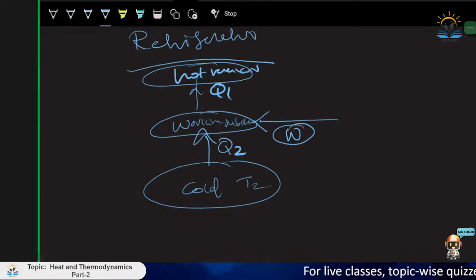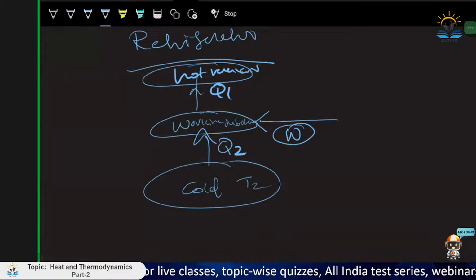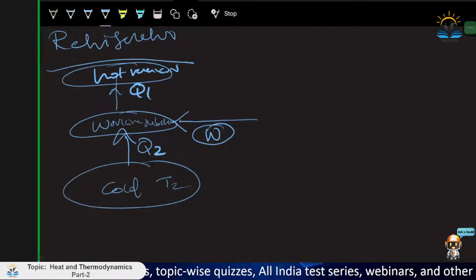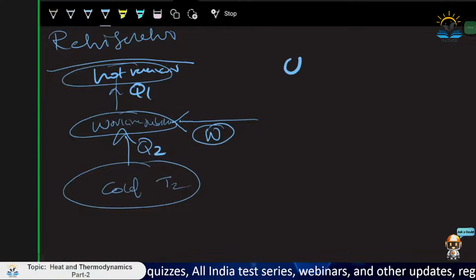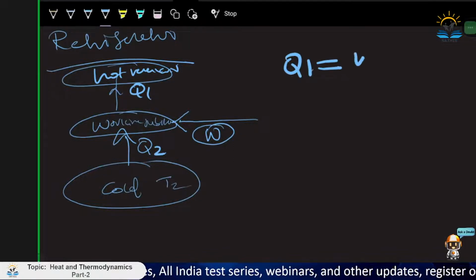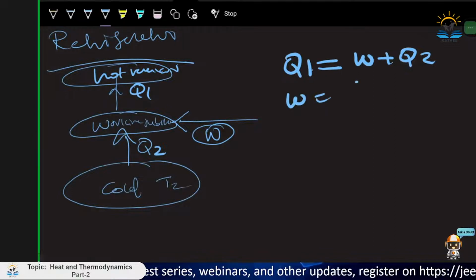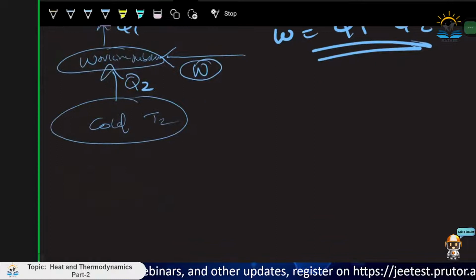So using the external work that we are giving, the working substance is working and transferring a heat of Q2 from the cold reservoir, and transferring a net heat of Q1 to the hot reservoir. Okay, fine. So we can write Q1 is equal to W plus Q2. Fine. And W is equal to Q1 minus Q2 also.